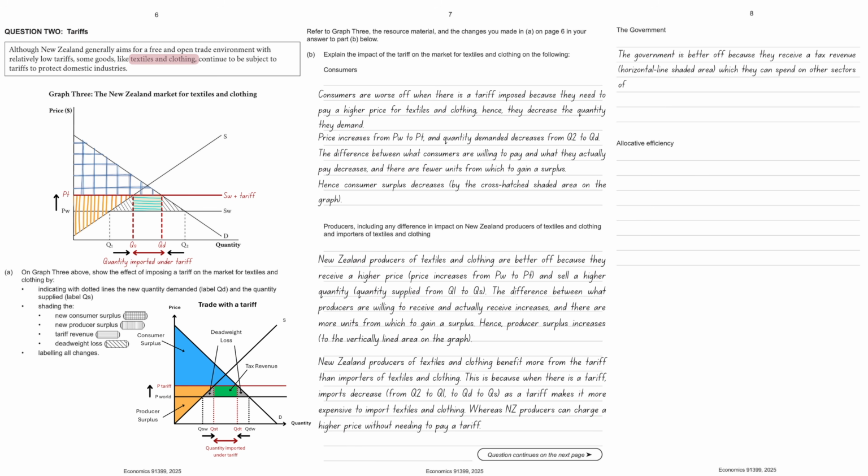The government likes a tariff because they receive the tariff revenue. If they charge a tax on everything that you buy from overseas, then the government gets that tax, so they like that. So we can say that the government is better off because they receive a tax revenue, which is this horizontal line shaded area on the graph, which they can spend on other sectors of the economy, such as education and healthcare. In this exam, whenever you say that they can spend money on other sectors of the economy, include a couple of examples.